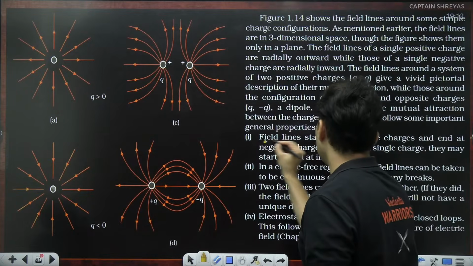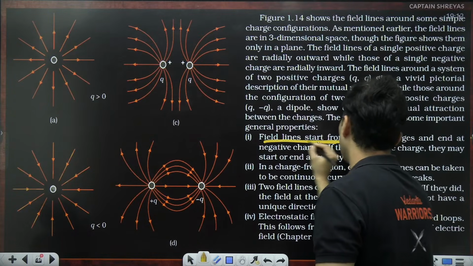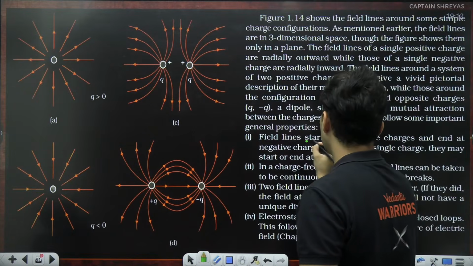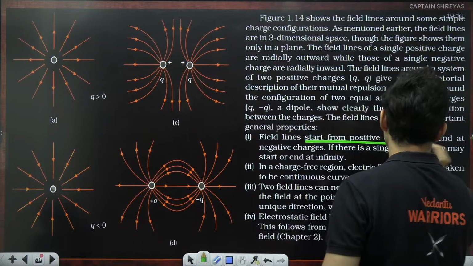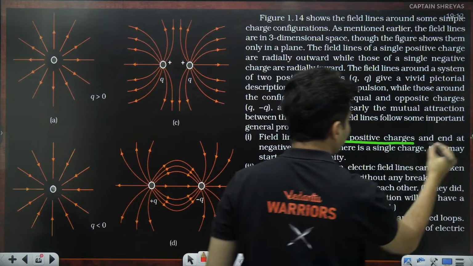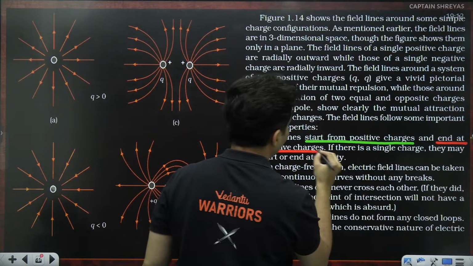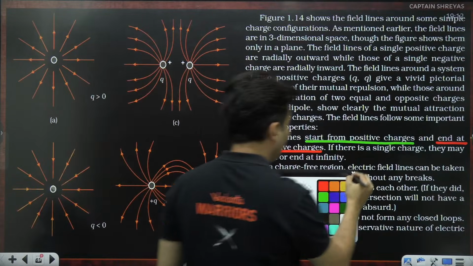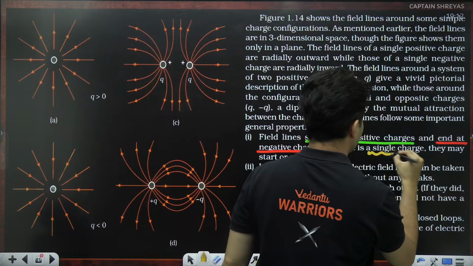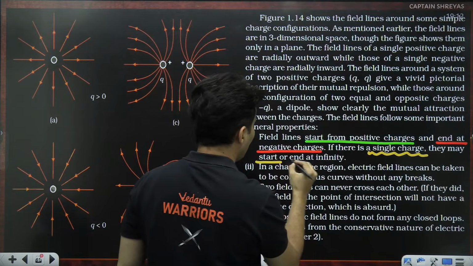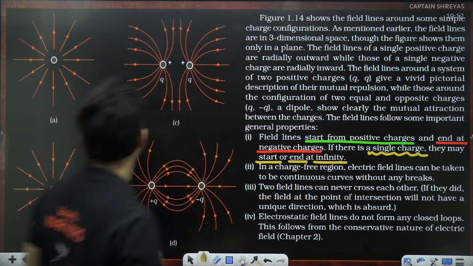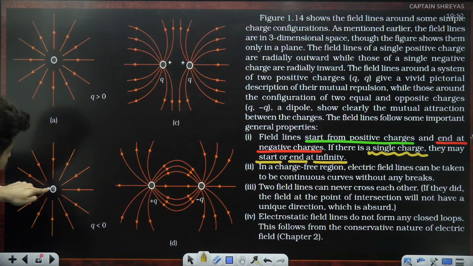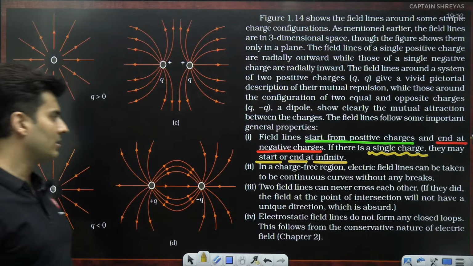Field lines always start from positive charges, and they will always end at negative charges. If there is a single charge, if there is only one point charge, then they may start or end at infinity, like the one here. They are ending at infinity. Here they have started from infinity to end over here, which kind of makes sense.